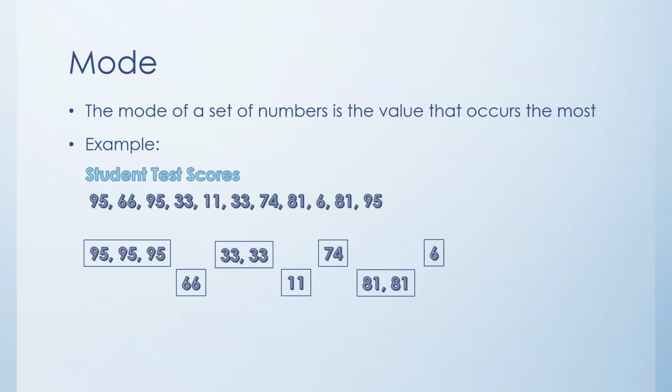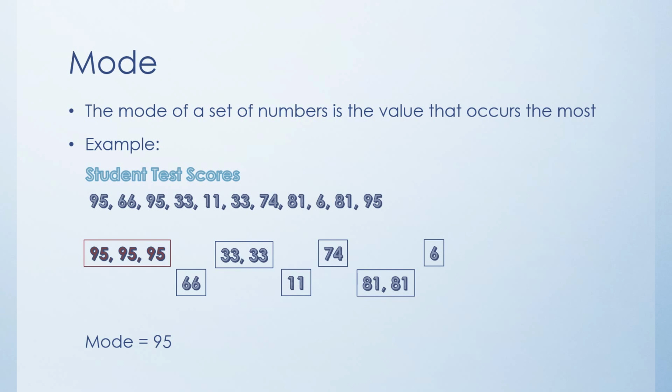So I've grouped them by number, and you can see that I have 3 95s, 1 66, 2 33s, 1 11, 1 74, 2 81s, and 1 6. And just by looking, you can tell that 95 is the value that occurs the most because we have 3 95s and no other value occurs more than 2 times. So 95 is our mode because it occurs the most.